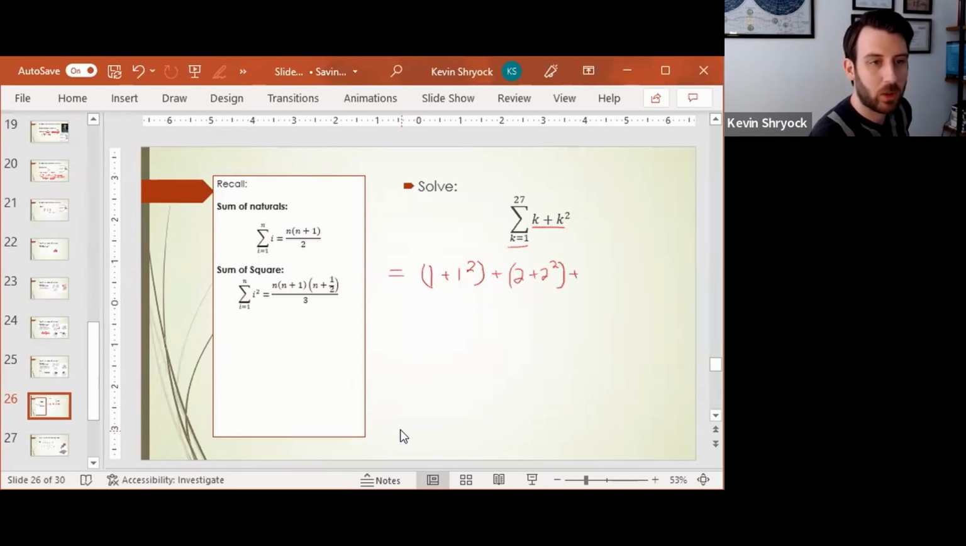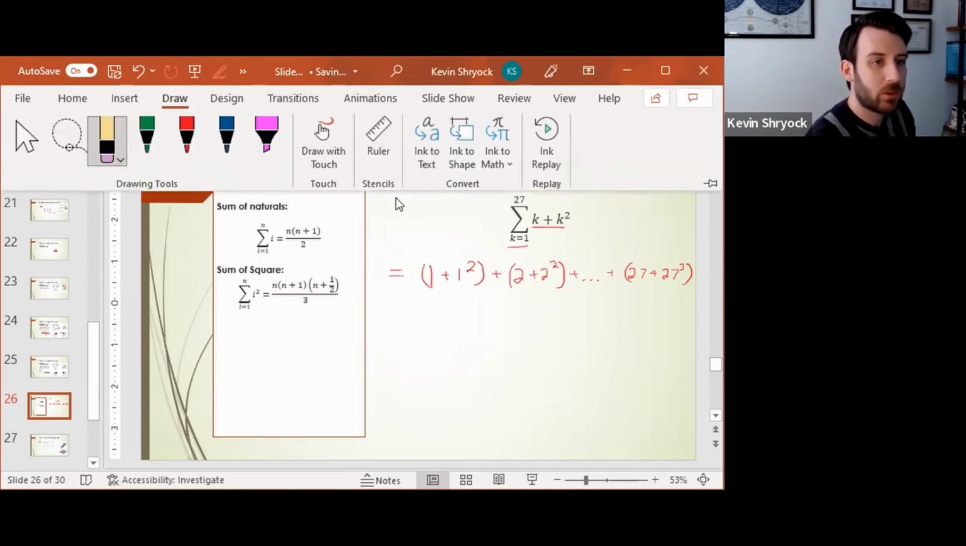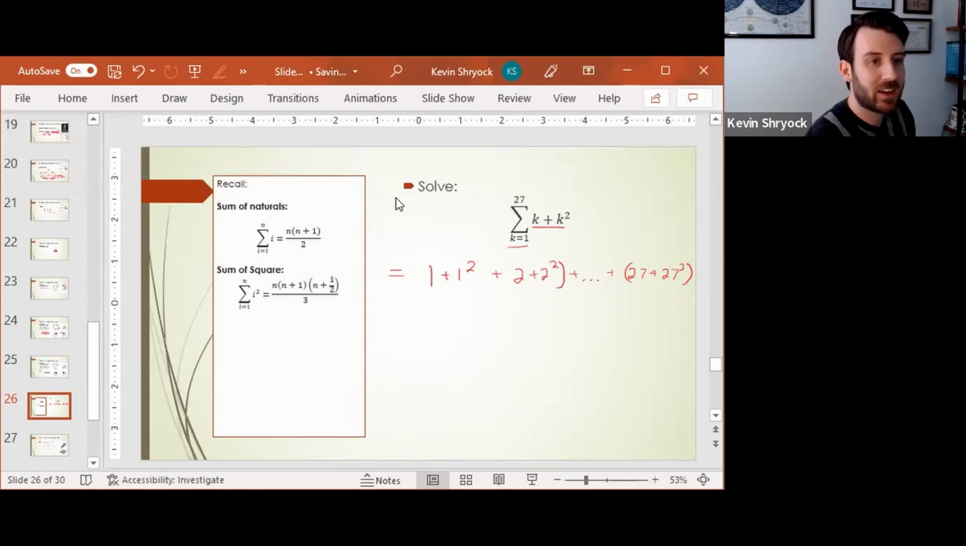And then I'm going to continue this all the way on down until I get to that top place where it tells me to stop. That's going to be 27. So I get 27 plus 27 squared as my last thing added. Once this is written out, notice that we don't have to keep the parentheses. The parentheses serve no purpose. There's just a bunch of addition happening here. So I could drop the parentheses. I could go through this entire thing and erase the parentheses. All right, so this is fine after I list it all out.